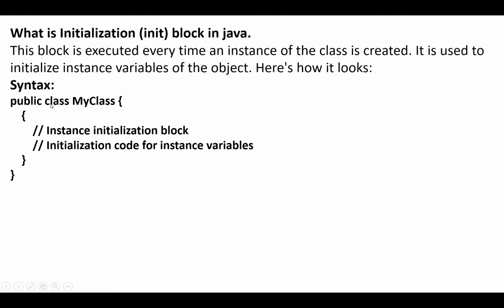This is a class, my class name, and this is an initialization block. It doesn't have any name. It is always called when you create an object of the class. Rules of initialization block.